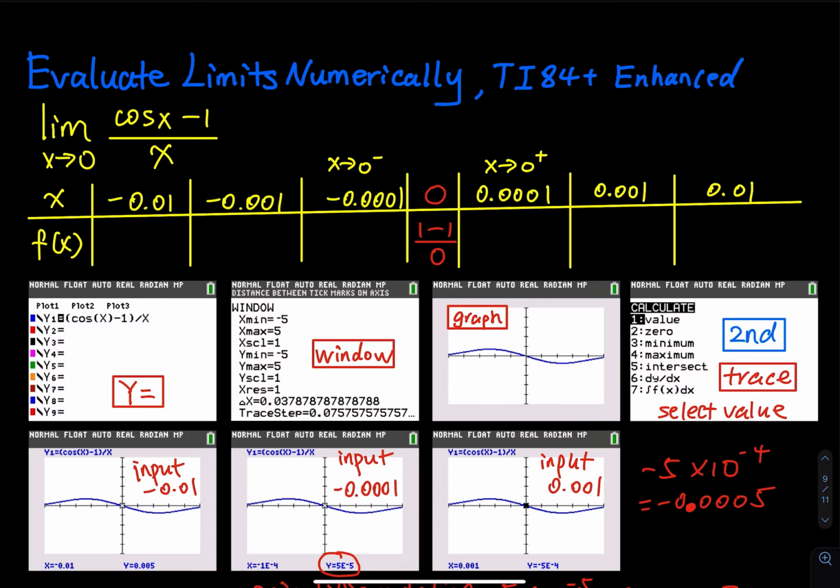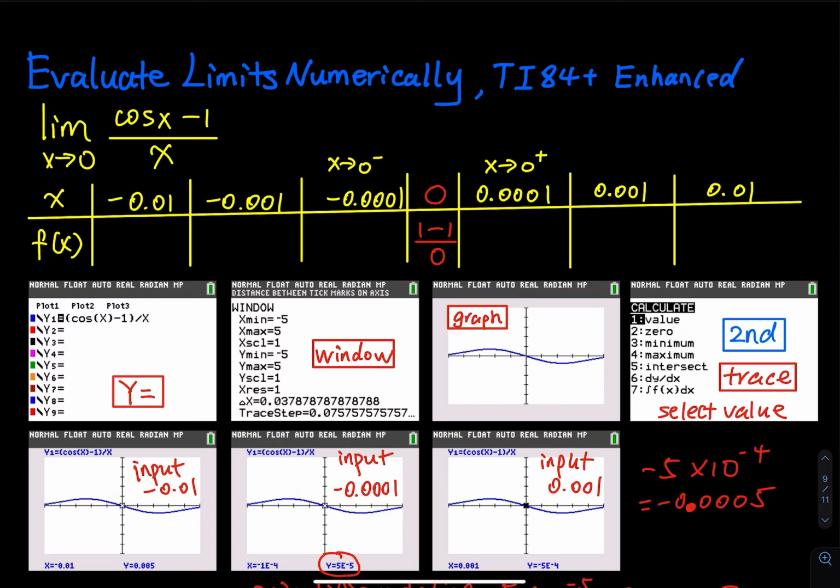All you have to do is click the second key. The second key is also in the upper left-hand corner. This key has its own unique color. Usually it is blue; for some older calculators, it might be yellow. So you hit second, and then you hit trace. Trace is on the left-hand side of the graph key. You will see calculate, and then you pick the first one.